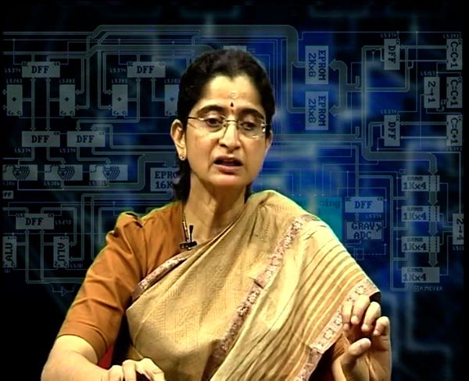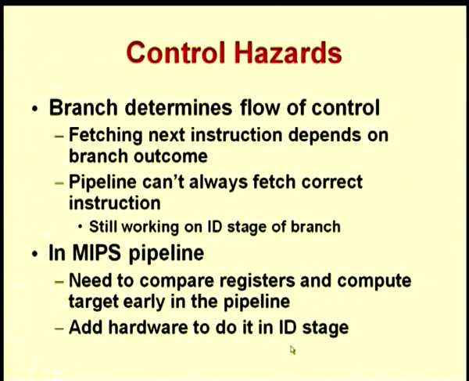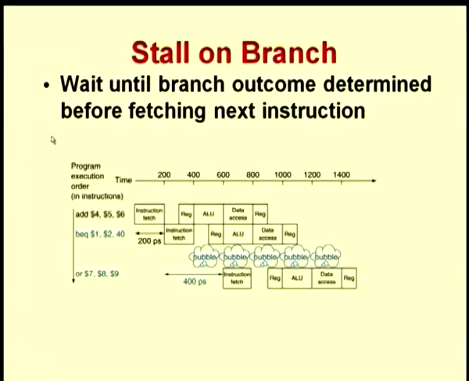But even then, until the ID stage is completed, that is until this comparison is done, you still cannot determine which is the next instruction to be executed. So you may still have a 1 clock cycle delay, even if you add some additional hardware to the ID stage. So this is to tell you that control hazard is one of the serious problems that we need to understand clearly, because it needs to be handled correctly. If you look at this kind of situation, let us see how stalls are introduced whenever a branch is encountered.